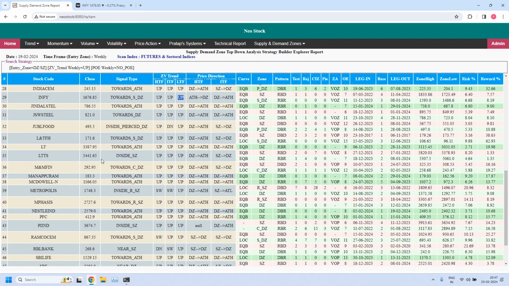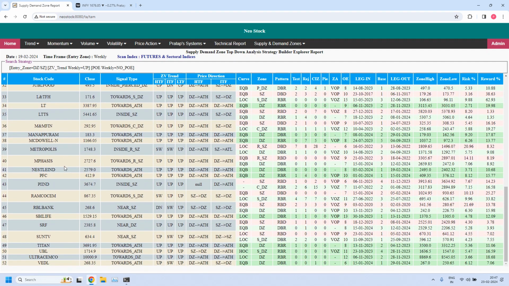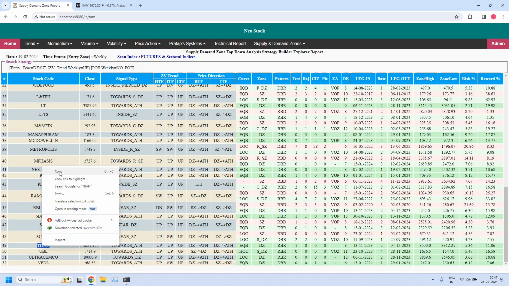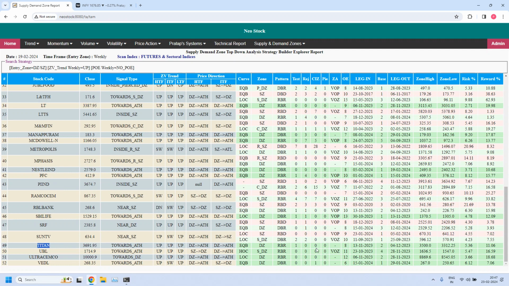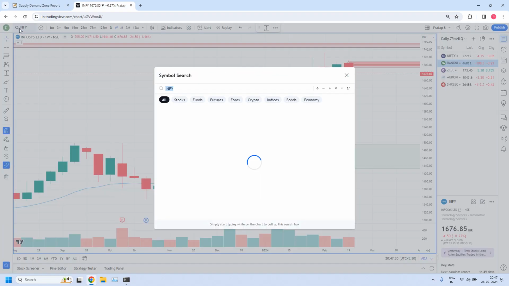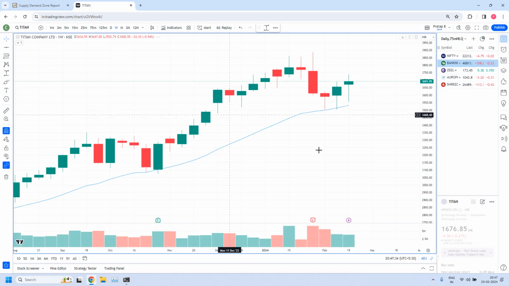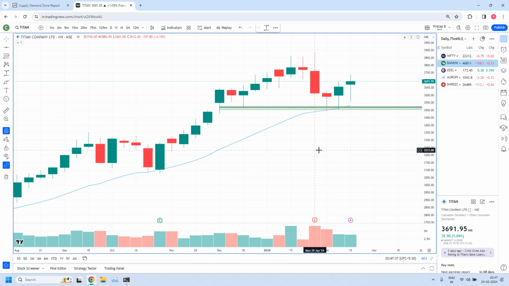Any other stocks, probably you might be having some interest, any famous companies, let us check. Titan is there. This is one good stock. Many people will be having interest, but this is an all-time high zone, weekly zone. Let me open Titan. Look into this.